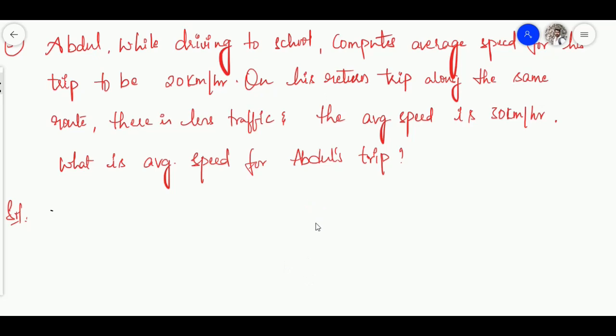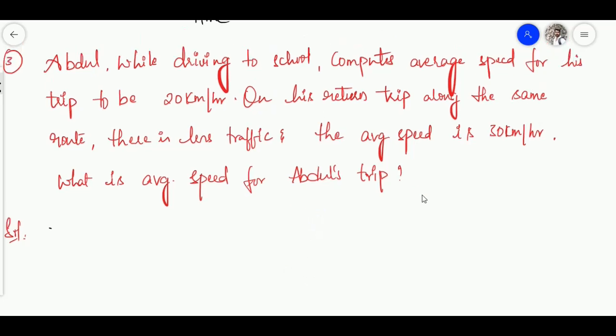Abdul, while driving to school, computes average speed for his trip to be 20 km per hour. On his return trip along the same route, there is less traffic and the average speed is 30 km per hour. Find the average speed for Abdul's trip. So let's make a small figure for this. He started at A and reached B, that is his one-way journey. While going from A to B, the average speed he maintained is 20 km per hour. And coming back from B to A, the average speed he maintained is 30 km per hour.